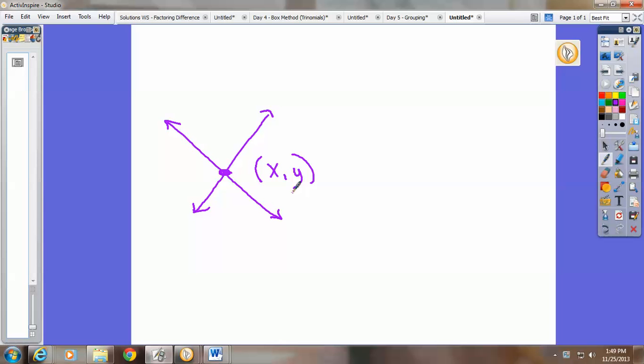Another option is what? How else could our graphs look? They can be parallel. Good. If our graphs are parallel and they never intersect, what do we say our solution is? No solution. We would either use our symbol of no solution or we would write out the words no solution.